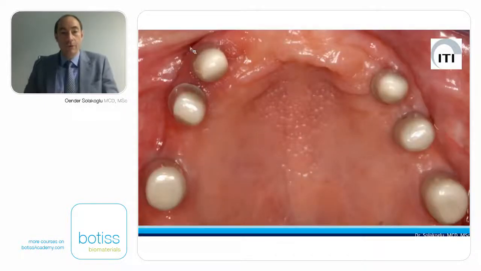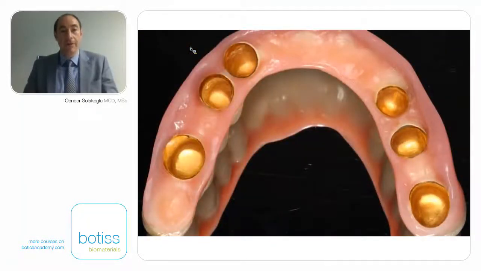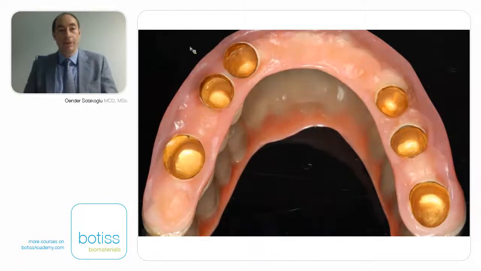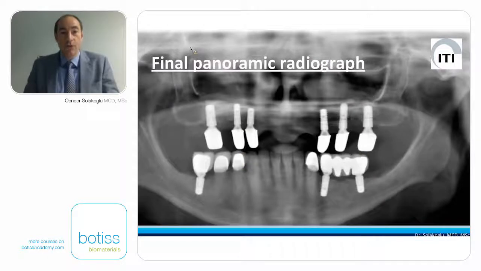And this is the occlusion view, and I think it's a great prosthodontic work. And this is the view of the denture itself. And as I said, the patient was extremely happy about it.